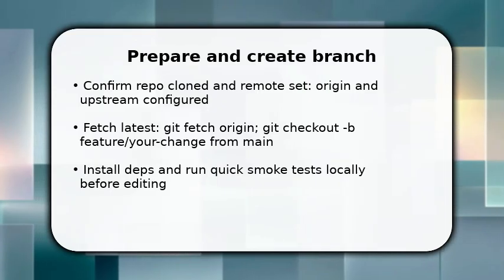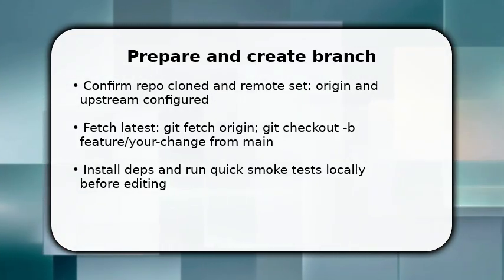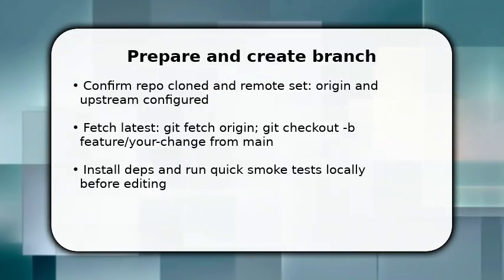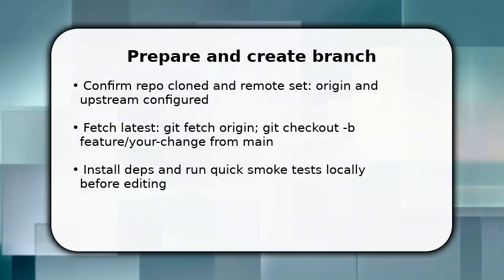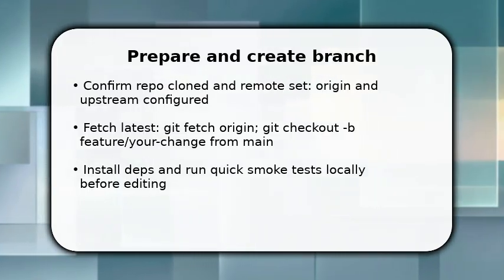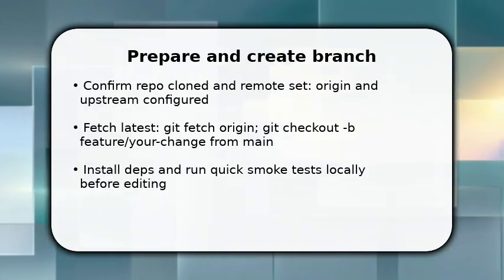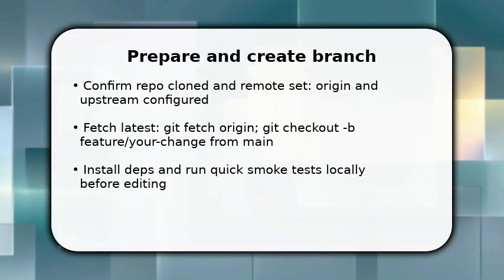Enjoy the video. You start by ensuring your local repo is synced and you have a clean working tree. Once done, fetch origin and create a focused branch named feature/your_change off main so changes are isolated. Make sure dependencies install and a quick smoke test passes. This avoids wasting time on trivial failures later.